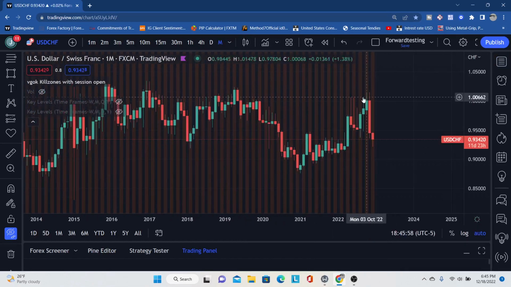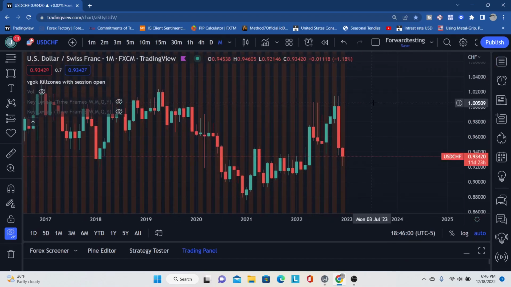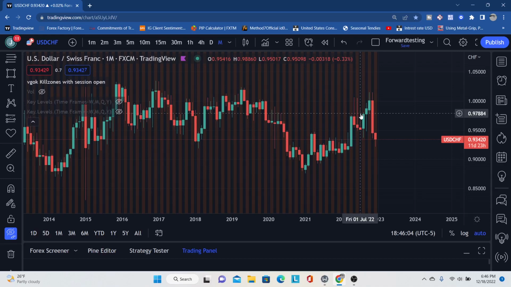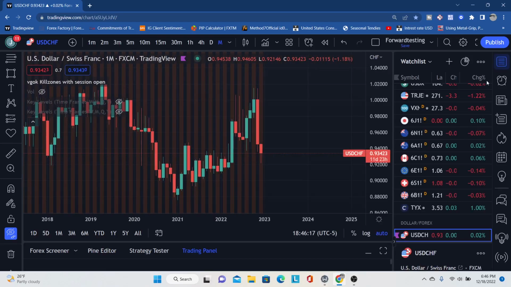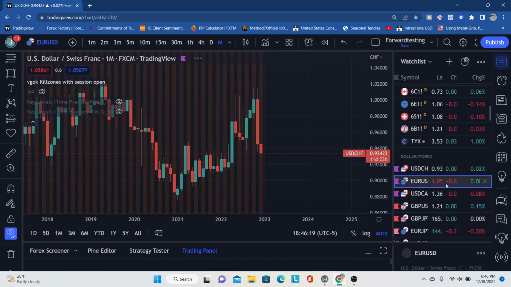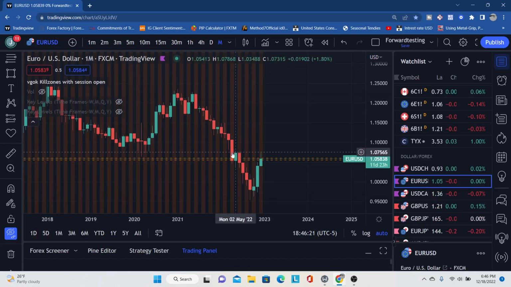So we're seeing a lot of things on the monthly reaching key demand and rejecting, and we're seeing a lot of other opposing charts reaching supply on the monthly. So here is US dollar, Swiss franc. It's reaching this key monthly demand area. Same with Euro USD, reaching this key monthly supply.